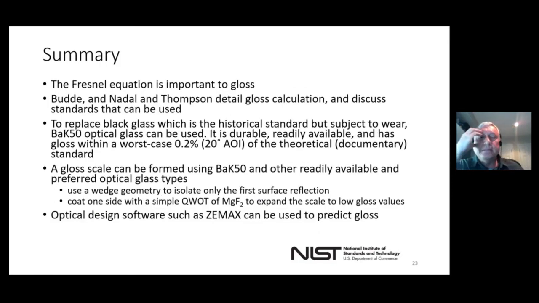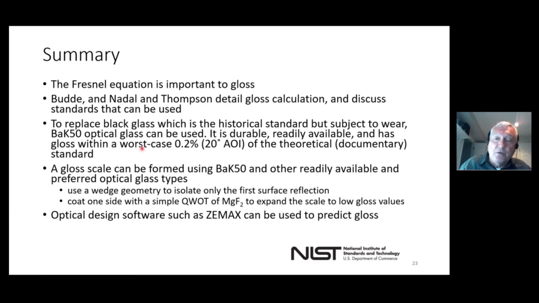So here's my summary. We've looked at the importance of the Fresnel equation and introduced gloss as a function of the spectral reflectance. Budde and Nadal and Thompson give detailed overviews and the methods to calculate gloss. Although black glass has been used historically, Nadal and Thompson proposed a more robust gloss standard made from optical glass BAK50, which is stable over time, it's durable, and it's very easy to clean. It has a worst case gloss value of only about 0.2% different than that of the documentary standard. And we're using it today at NIST.